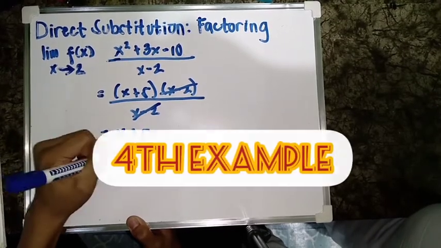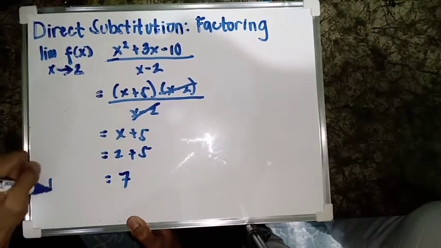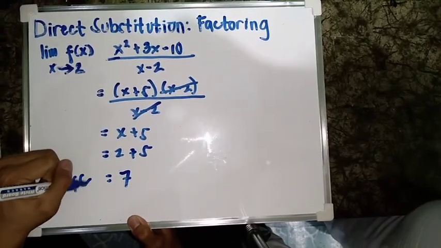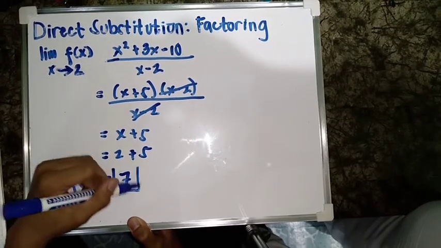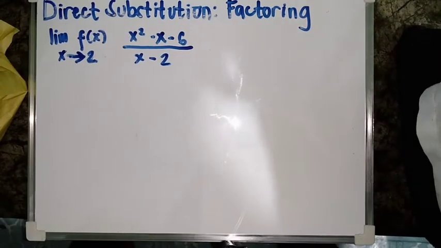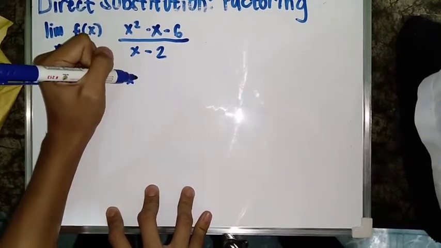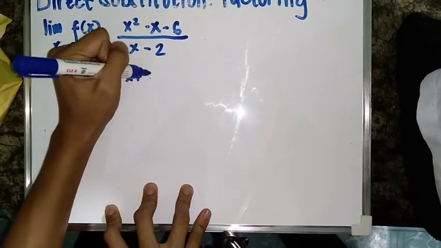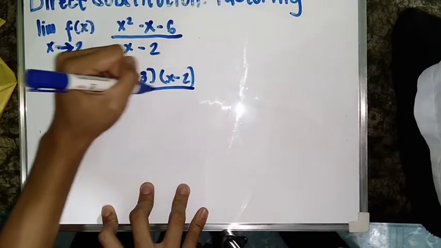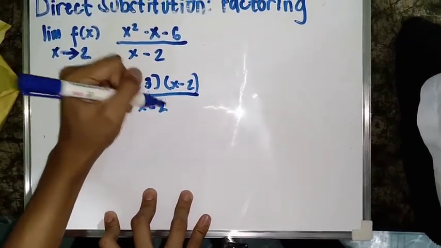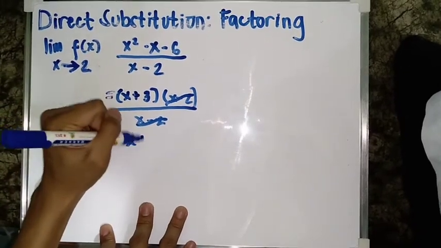In the fourth example, substitute the numerator with x plus 3 times x minus 2 over x minus 2. Cancel same values. Then the remaining is x plus 3. Apply direct substitution, 2 plus 3. So the limit of f of x where x approaches 2 is 5.